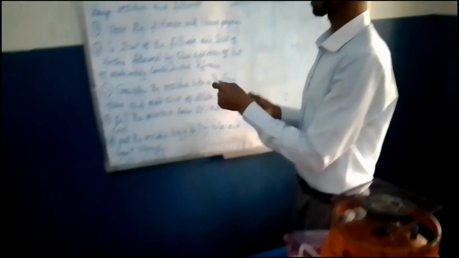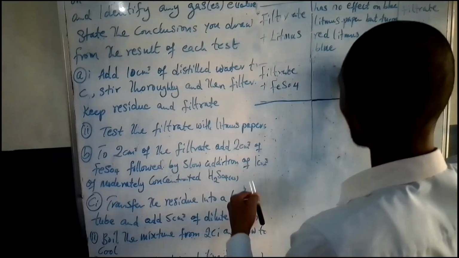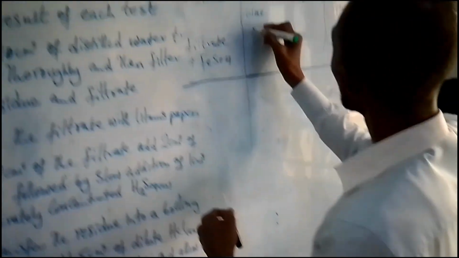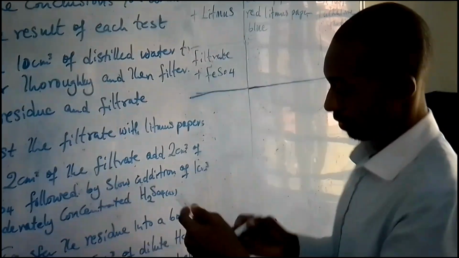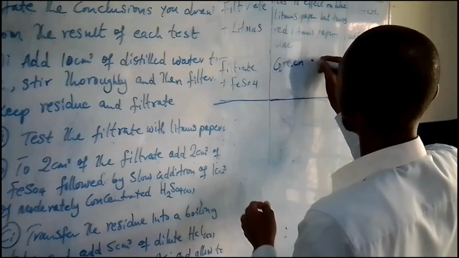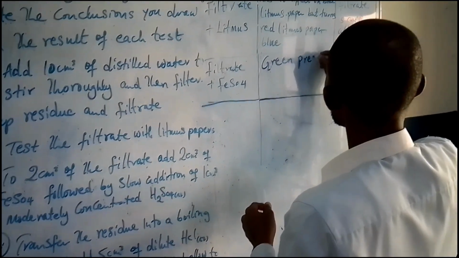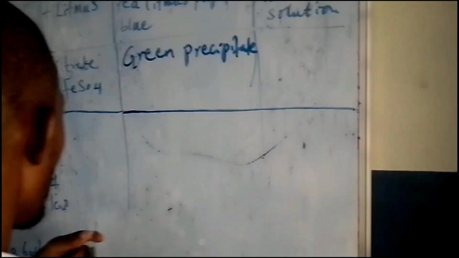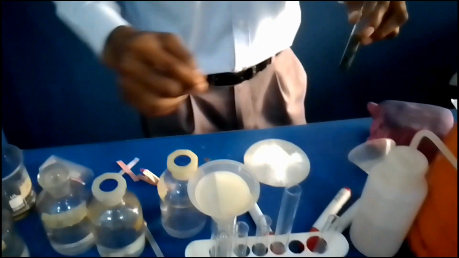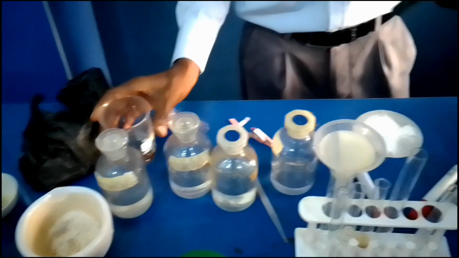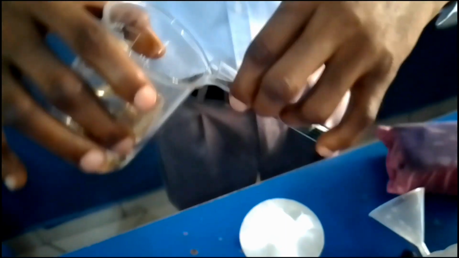So filtrate plus iron 2. In our observation, we have green precipitate. Then an addition of concentrated tetraoxosulfuric acid.